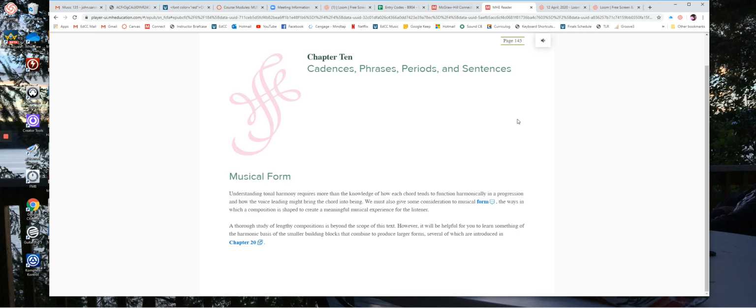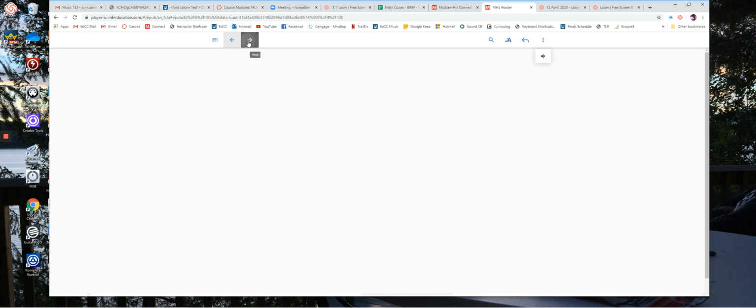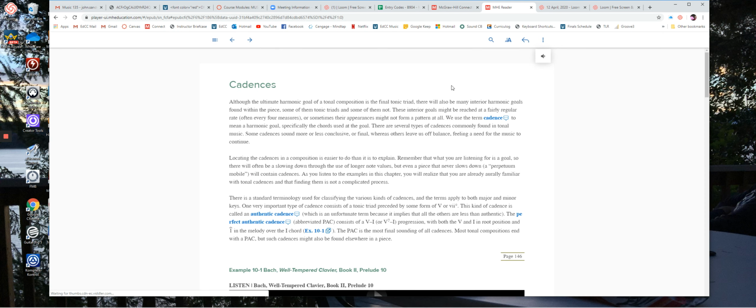Form is how a piece is structured, and you can talk about structures in a lot of ways. You can talk about big structures like whole sections, verses and choruses and AABA and all that. We're going to talk about structure in terms of phrases, just a single musical phrase, a single idea. And phrases are marked with cadences. I'm not going to read the chapter for you. I'm expecting you're going to do that. So I'm just going to flip through and I'll talk a little about cadences.